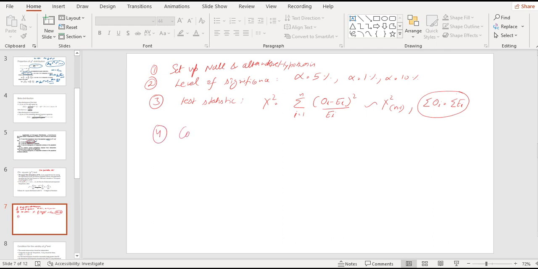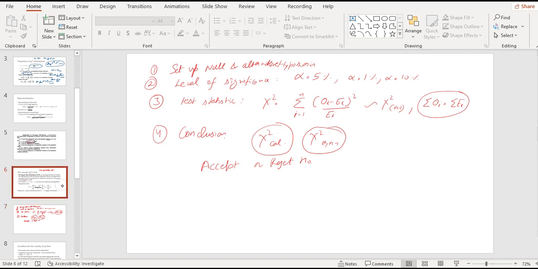And the last one is the conclusion. Conclusion means that on the basis of the given level of significance and the degree of freedom, we are going to compare the calculated value of chi-square with the chi-square at the given level of significance and degree of freedom. We are going to compare these two values, and on the basis of that we are going to either accept or reject the null hypothesis, that is H0. So this is the procedure we are going to follow in case of chi-square test, right?